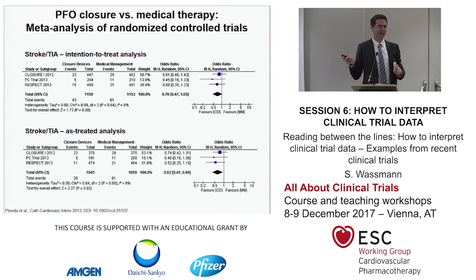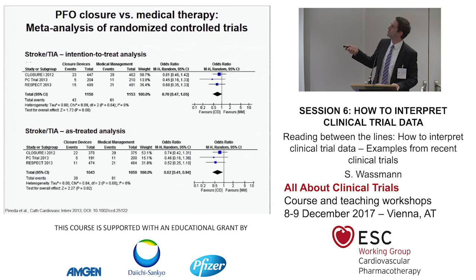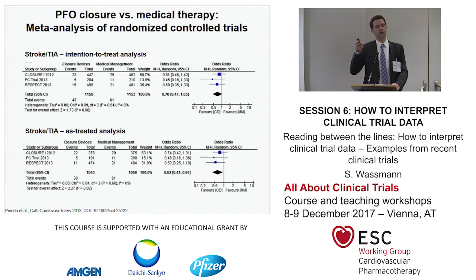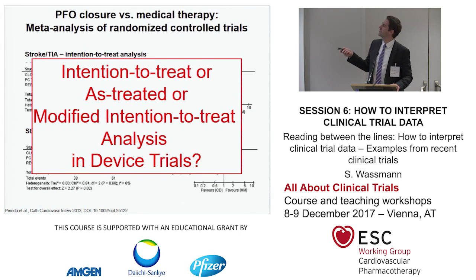Now, when you look at this analysis, this is intention to treat. Again, the point estimate is on the right side, but it's not statistically significant. When you look in the as-treated analysis, there's statistically significant benefit in terms of PFO occlusion. So you can imagine my question now. Should we really go for intention to treat, or should we check as-treated cohorts in device therapy, or should we do something that I might call modified intention to treat?